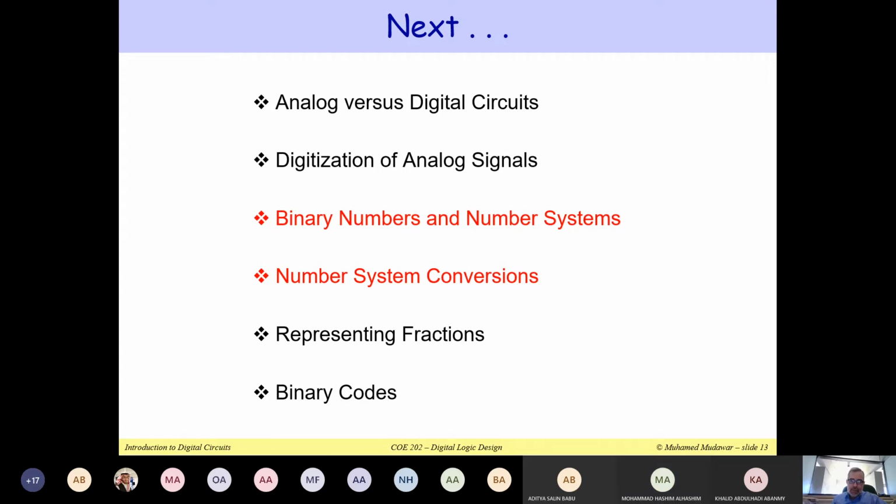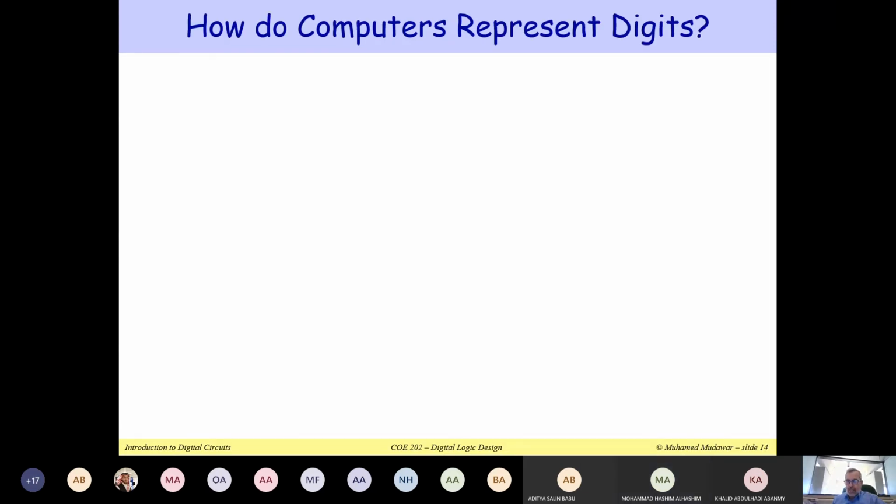Let me talk about binary numbers. Now, how do computers represent digits? As I said, a computer system is a digital system. So everything which is stored inside a computer system is stored as digits. I mentioned the example of sound. The sound itself is converted from analog into digits and stored as digits inside the computer system. The same thing for images, the same thing for video. Everything is stored inside the computer system as digits.